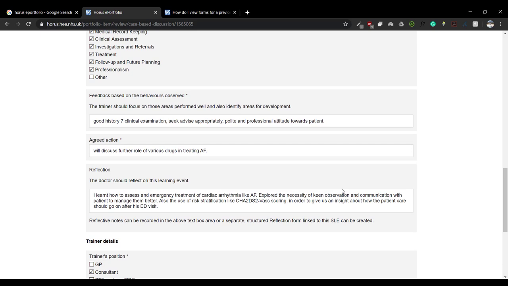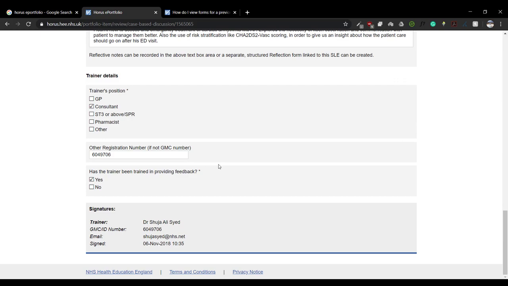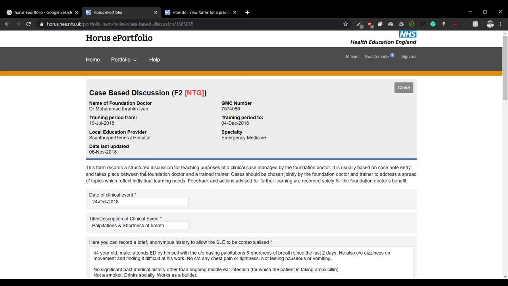In the terms used by the consultant, it's called sending a ticket. So you are actually sending a ticket of the form to the consultant, and the consultant will get an email that this doctor needs to get this signed, and the consultant will sign this, and it will be put in your portfolio that yes, the consultant has signed it and you have agreed, and the consultant has given you some feedback from it. So this form is the official way of recording learning.